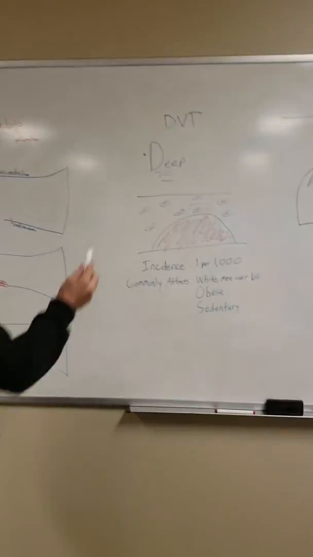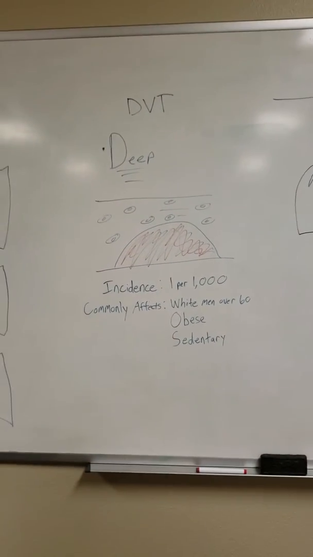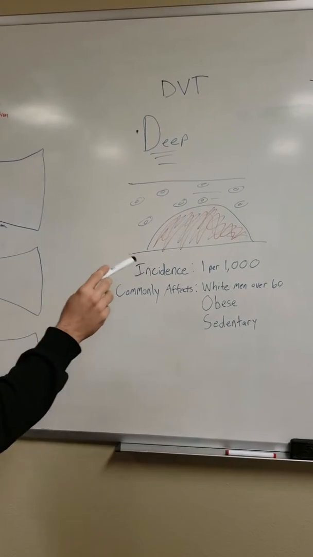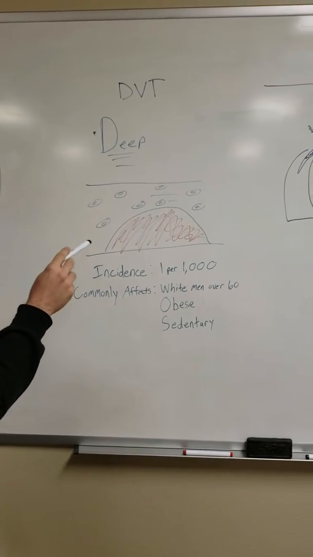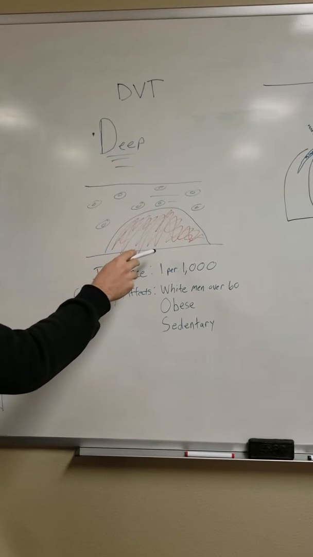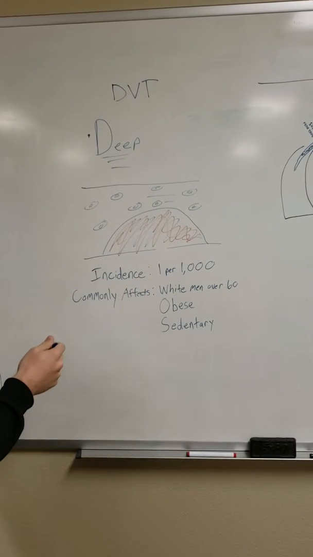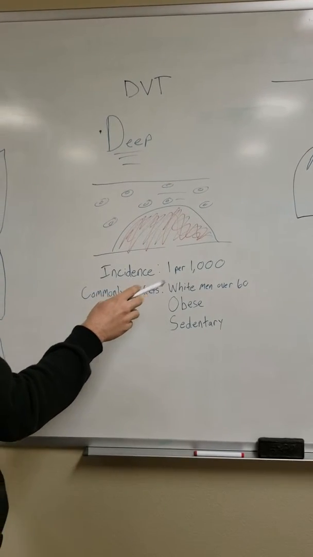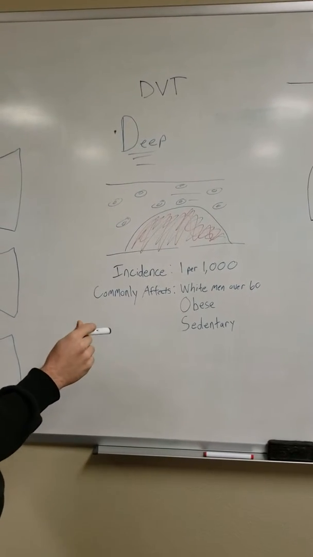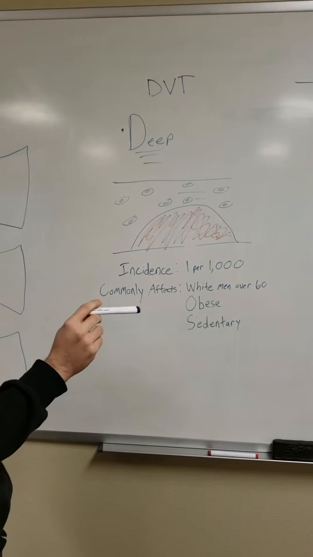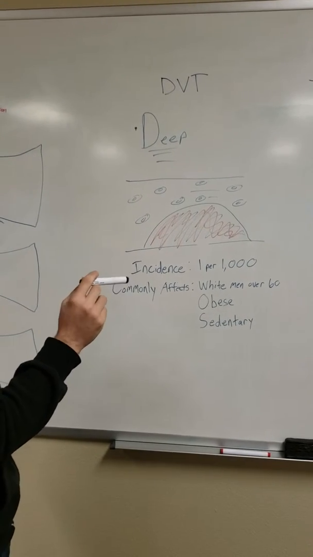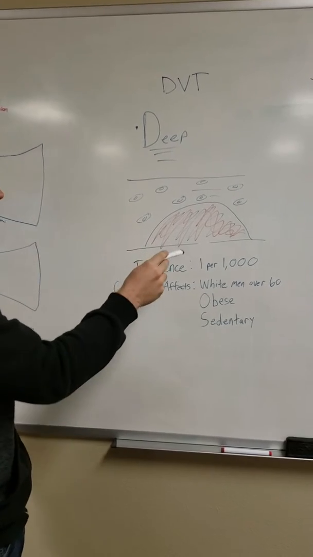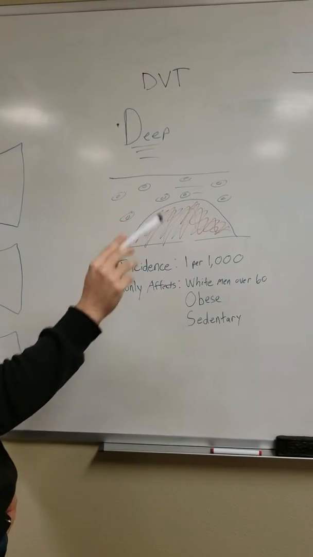So progression would be deep vein thrombosis, which is in the deep venous system. The thrombophlebitis is just in the superficial. It has the same pathogenesis, where a clot will form due to a break in the vein, and the deep vein thrombosis incidence rate is going to be 1 per 1,000. It commonly affects white men over 60, the obese individual, and those who are sedentary. The DVT is more serious than the thrombophlebitis because this can break loose and go into a pulmonary embolism.